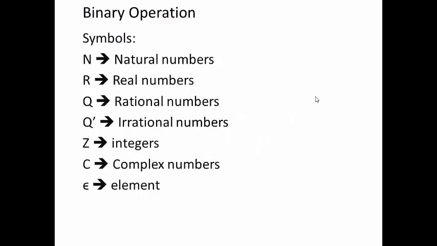As we all know, this is not a literature subject. So instead of us writing words and stories, we use letters to encode our words. Now, symbols. We have N, which stands for natural numbers. We have R, which stands for real numbers. We have Q, which stands for rational numbers. We have Q prime, which stands for irrational numbers. We have Z, which stands for integers.